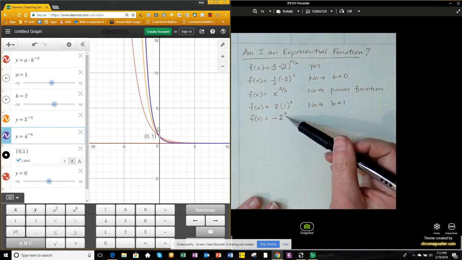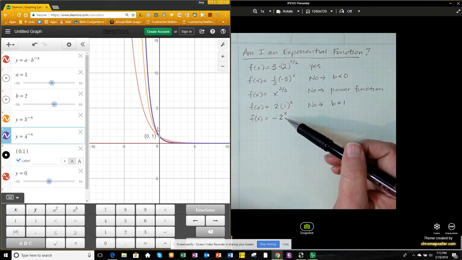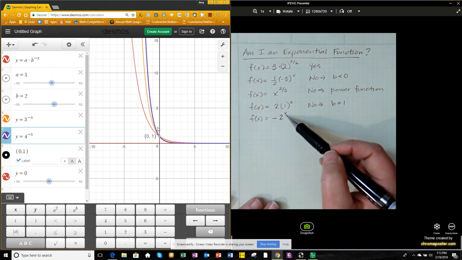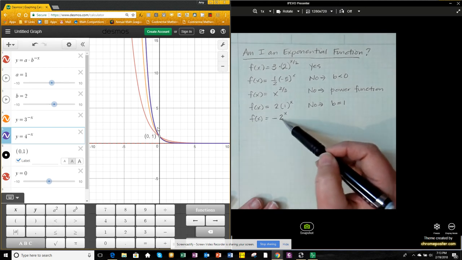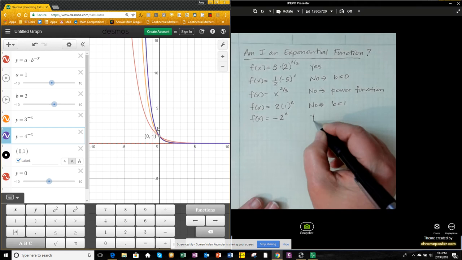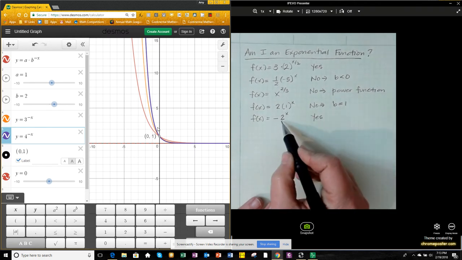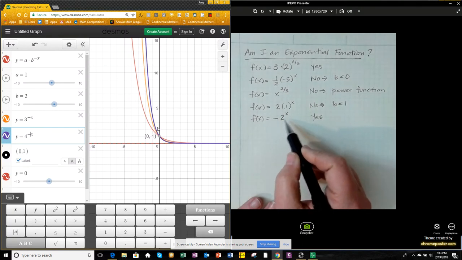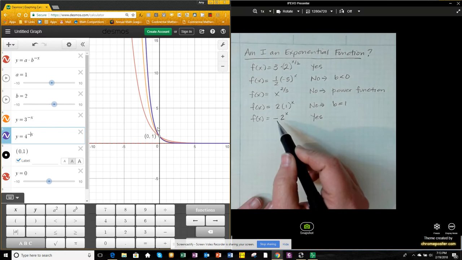And in this case, if we use PEMDAS, which means parentheses, exponents, multiplication, division, and then addition and subtraction, we have to do the exponent first before we multiply. So this one is an exponential function because you're going to raise 2 to the exponent before you multiply it by a negative 1. This is not negative 2 raised to the x. It's just 2 to the x times negative 1.